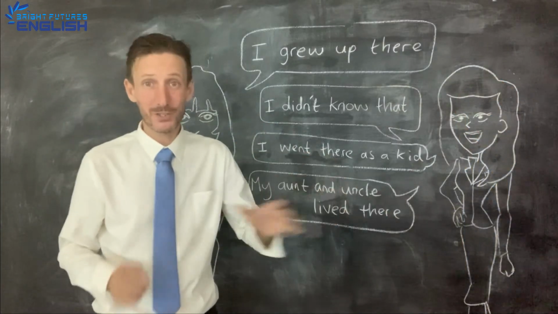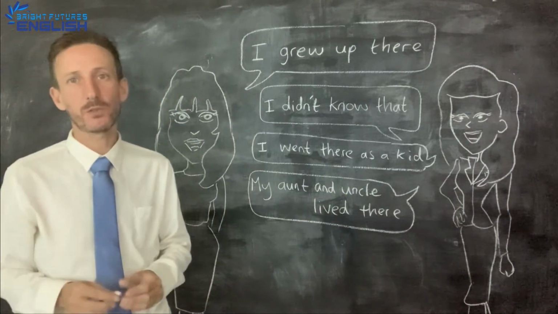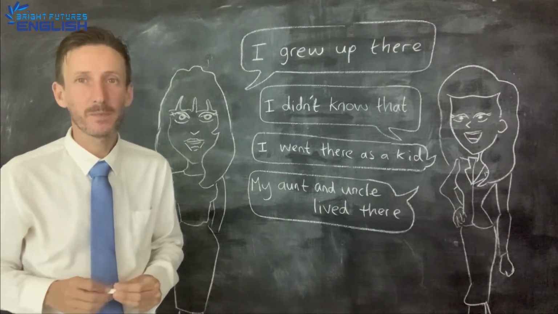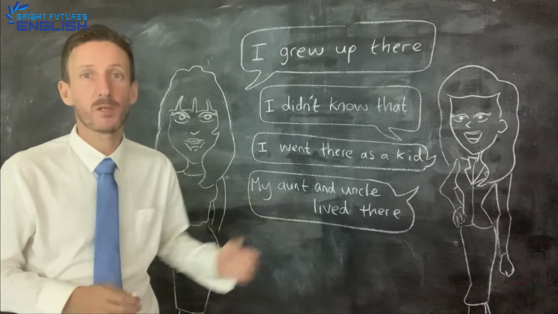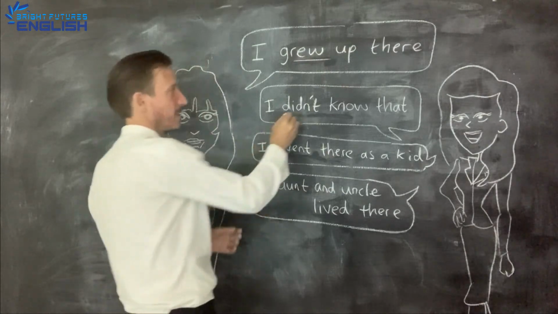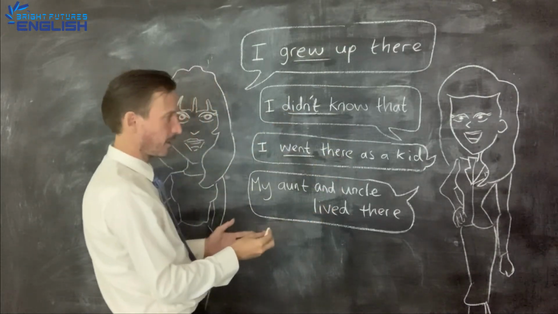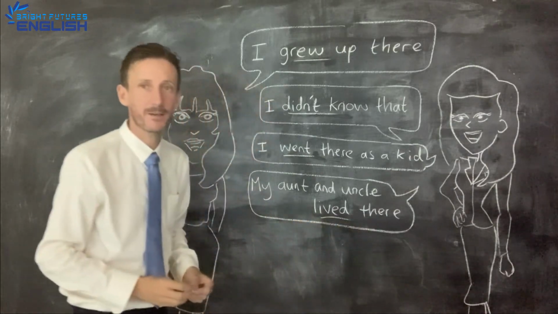Once Jenny mentions that she has been to Tewkesbury and signalled to Helen that there's a potential conversation topic, the structures change to the simple past. Helen grew up there. Jenny didn't know that. She went there as a kid, and her aunt and uncle lived there.